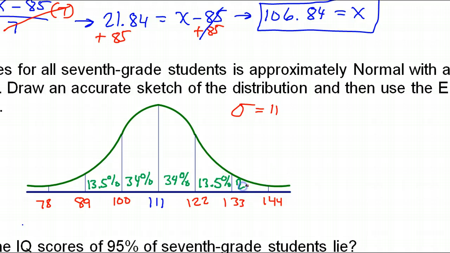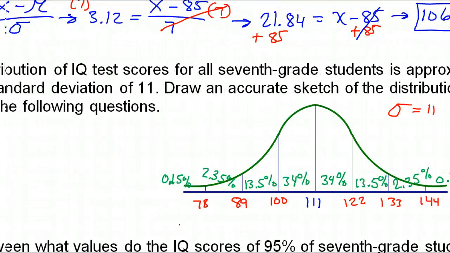And this is 2.35%. And last but not least, 0.15%. Okay, if you have not memorized these percentages yet, you are behind the power curve, and you need to get with the program.